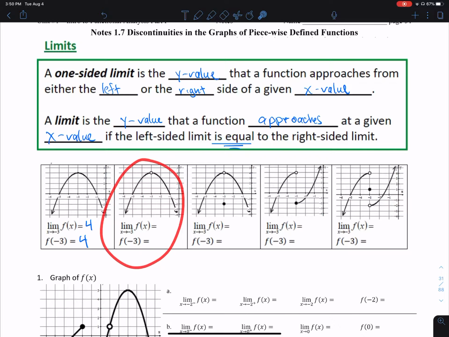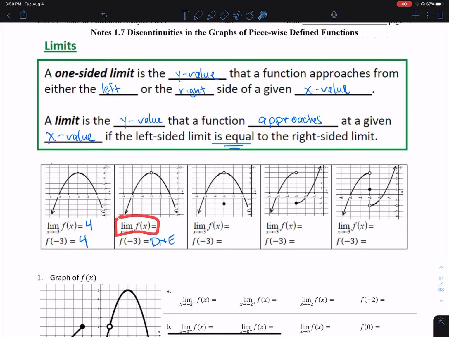Check out this next picture. The only thing different is instead of this being a closed dot at the maximum, it's an open circle. So what is the y value when x is -3? Well, it's undefined. It doesn't exist. On this graph, when the x value is -3, there is no y value, it's missing.